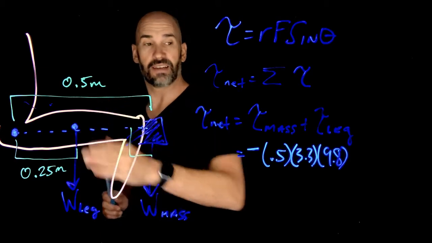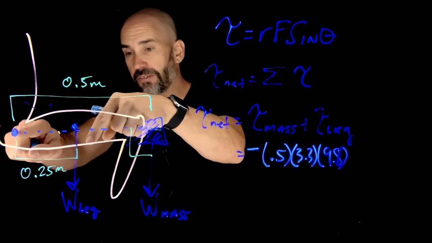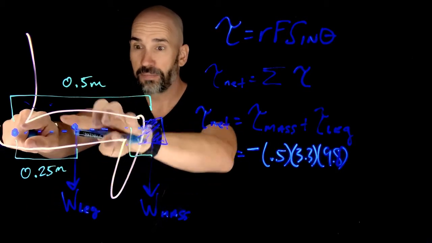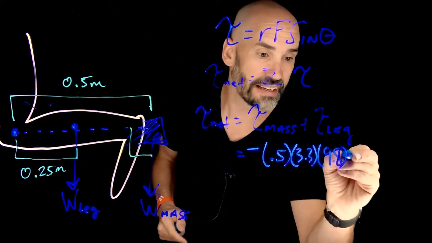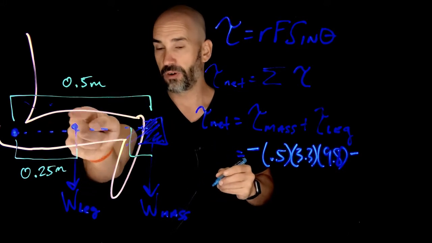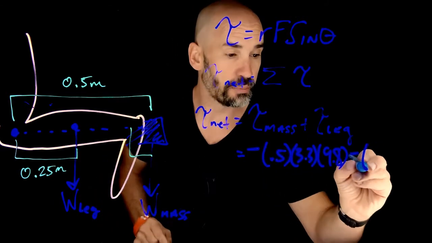What about the second guy? Well, again, what's the direction? It's pointing down. If this is our axis of rotation, this leg will want to rotate this way, right? In other words, clockwise. In other words, this will be negative again, right? And if this is halfway, because it's acting at the center of mass, then the R is going to be 0.25.